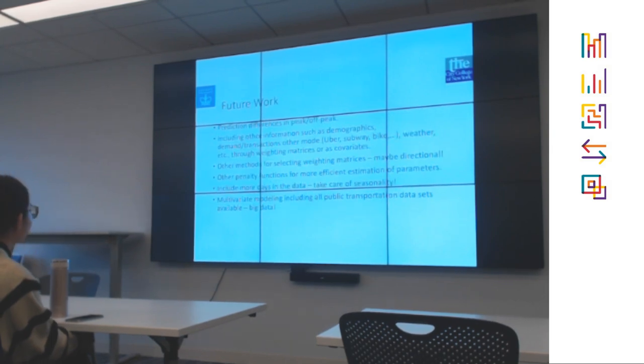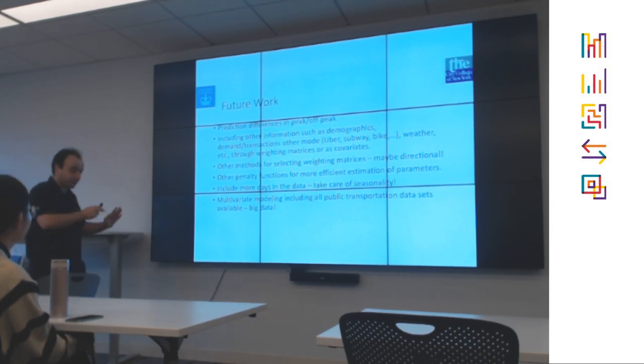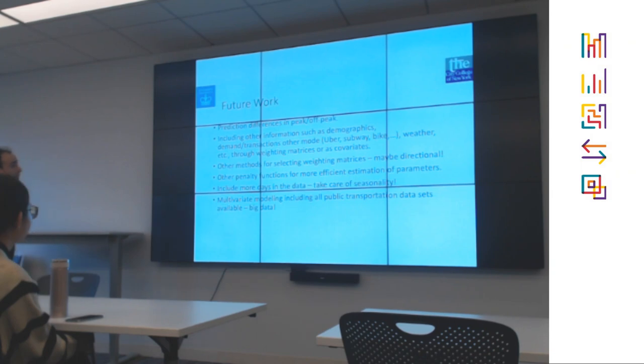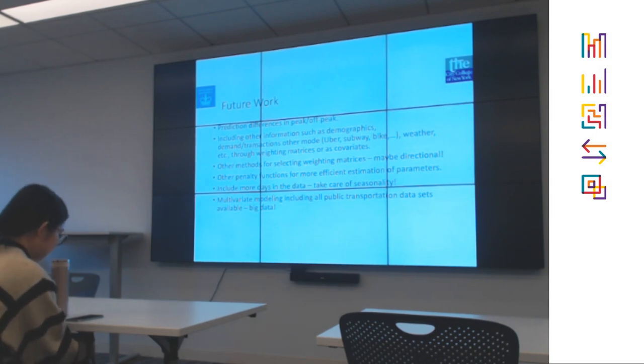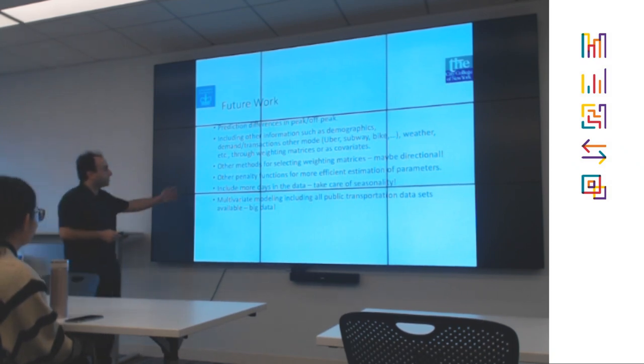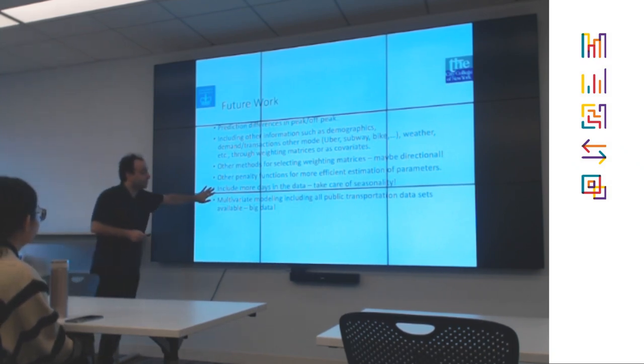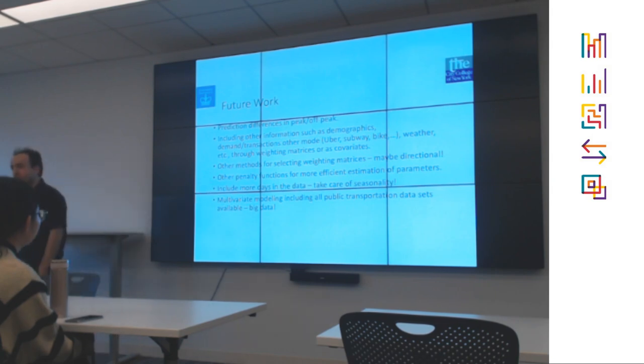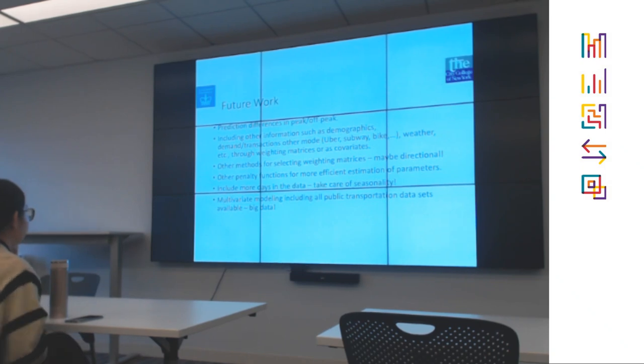And for the future work, there are many, many more things to work on, right? What if we want to do different predictions for different times of the day? What if we wanted to include information like demographics, demand of other public transportation, weather, and other things into the model or into the weighting matrices? What can happen? Different penalties, different days. If you want to bring different days, you need to take care of seasonalities, which might sound easy, but it's not always very easy.